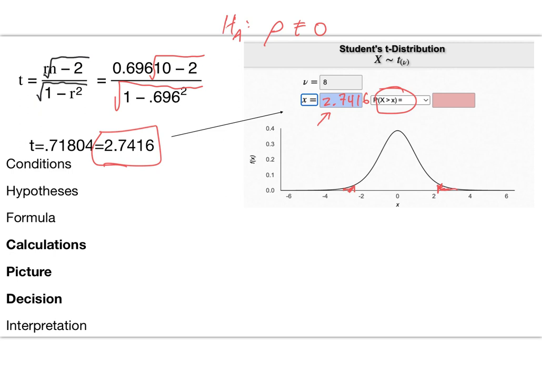What is, so this is my p-value in that little spot. Did anybody do it and can tell me what number they got for their p-value?